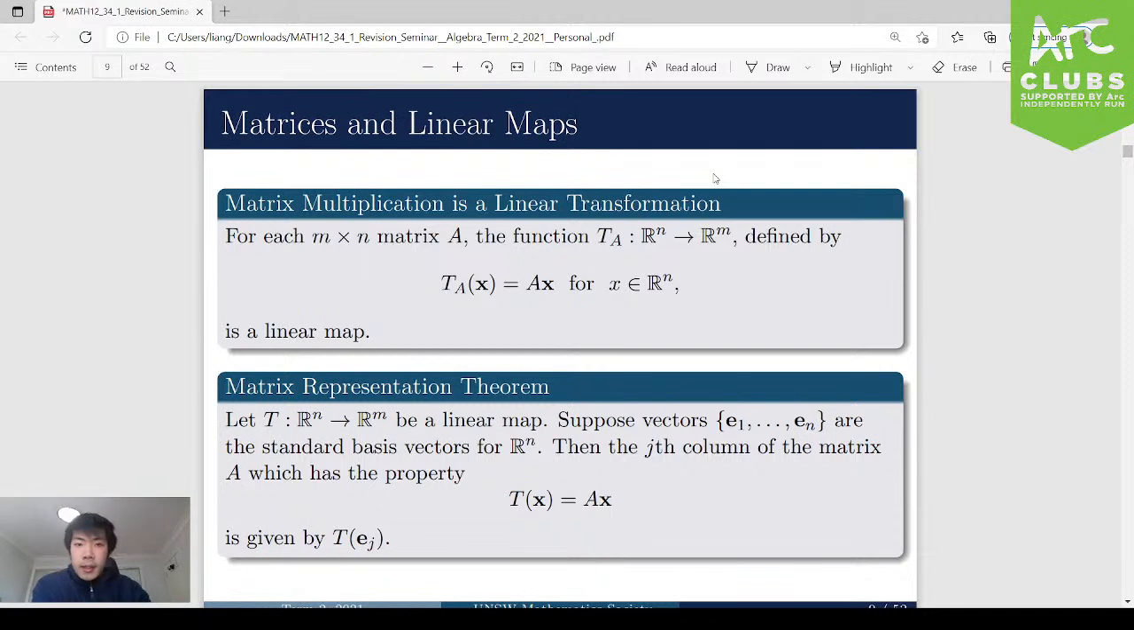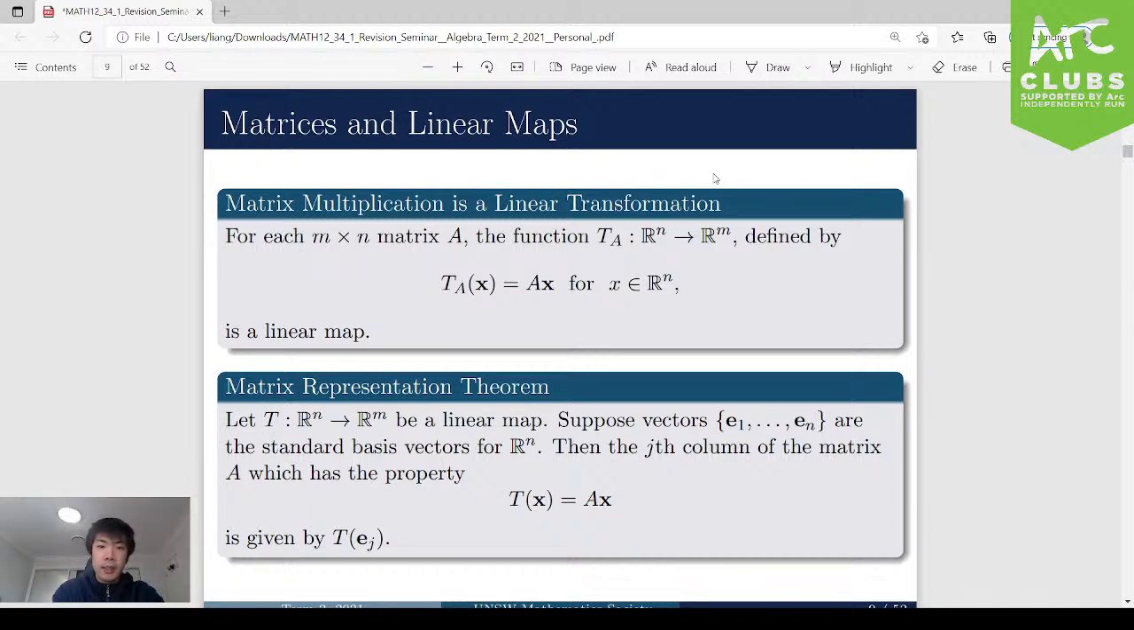The next thing to have a look at, after just proving how some maps are linear and how some maps are not linear, we're going to have a look at matrices, and how that relates to linear maps. So matrix multiplication is a linear transformation. For each m by n matrix A, the function T that sends you from Rn to Rm can be defined by T of x equals A times x, in terms of a matrix times a vector.